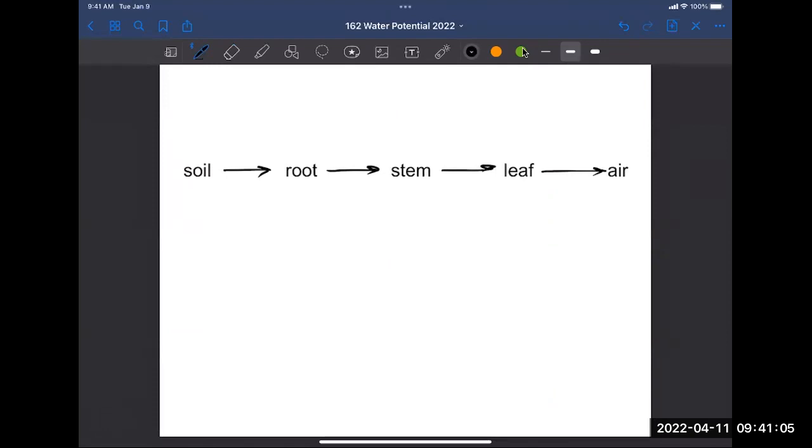So water always moves from an area of high water potential to an area of low water potential. And so the highest water potential must be here in the soil. Whereas the lowest water potential is here in the air. And at each step, the water potential is going to get lower and lower and lower. Water always is going to want to move from an area of high water potential into an area of low water potential. Now, what is the driving force at each of these points?